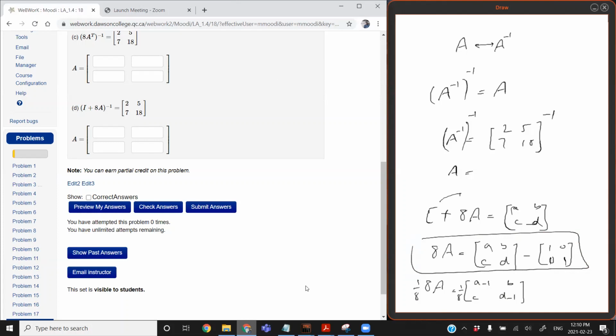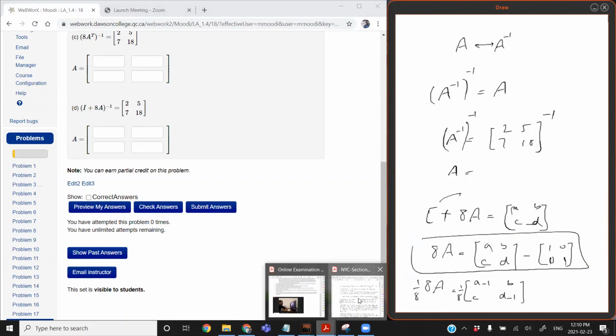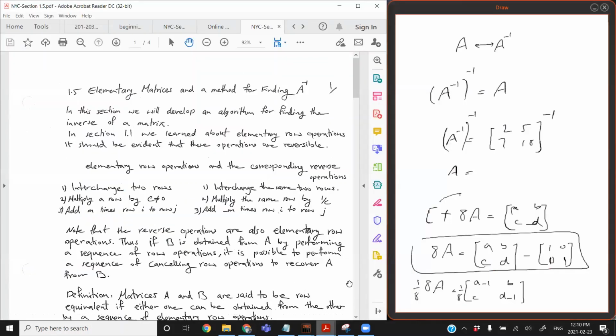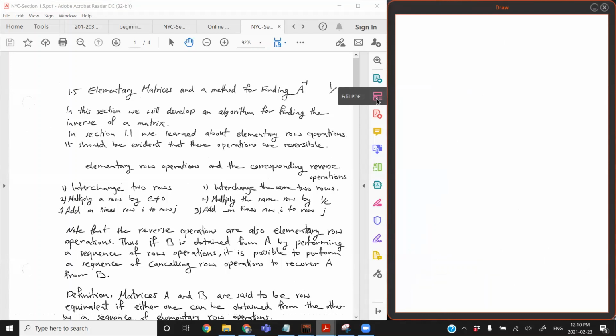Okay. So today I'm going to begin 1.5, which is called Elementary Matrices and a Method for Finding A Inverse. In this section, we will develop an algorithm for finding the inverse of a matrix. So far, we only know a formula for a 2 by 2 matrix.